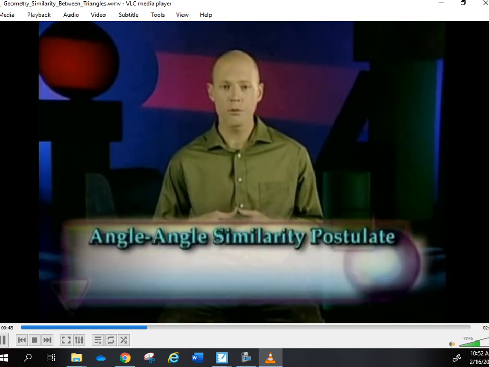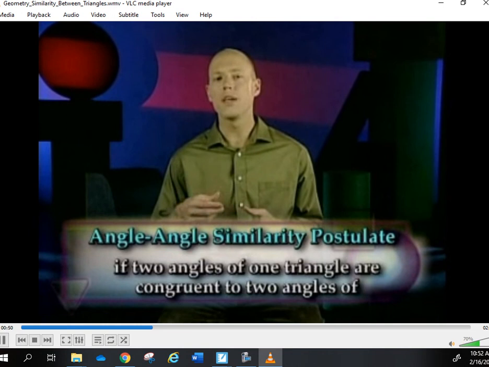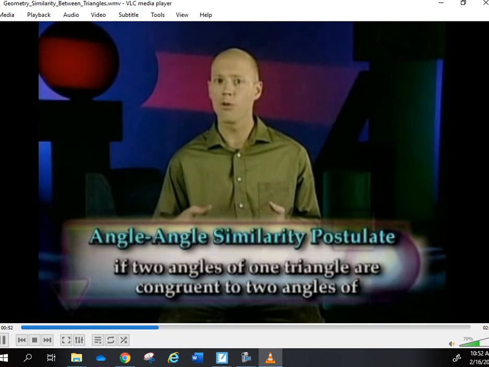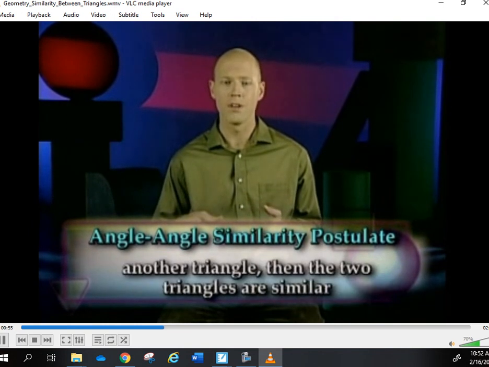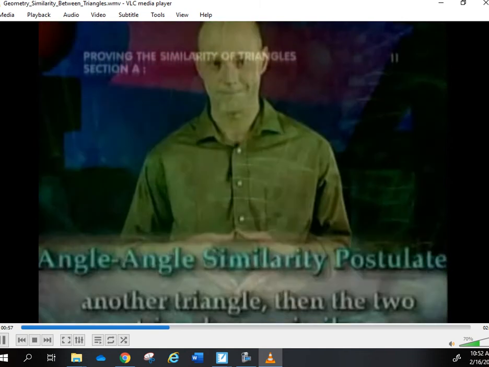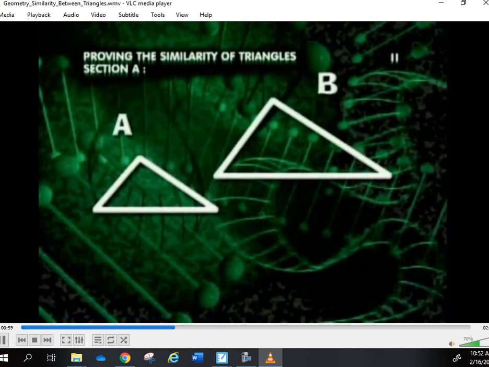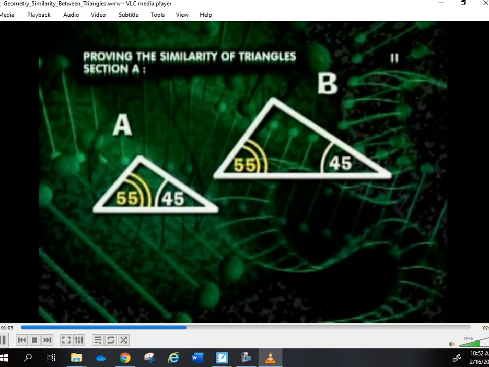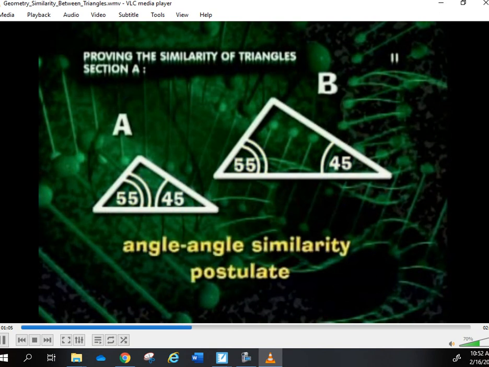The angle-angle similarity postulate states that if two angles of one triangle are congruent to two angles of another triangle, then the two triangles are similar. So let's say we have triangle A and triangle B. They both have angles that measure 45 degrees and 55 degrees. By the angle-angle similarity postulate, we can say they're similar.